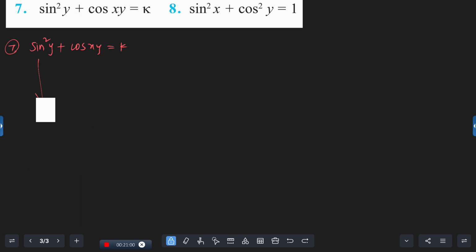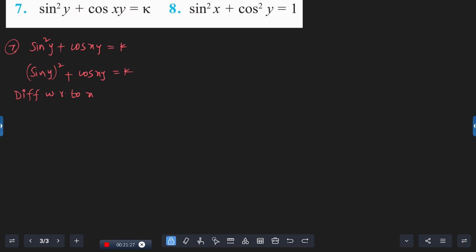What I am telling here is that there is sin²y. That means (sin y) whole square. That is what I am telling. So you can write (sin y) whole square, and this one cos of xy, equal to k. Shall we start to differentiate with respect to x? So differentiate with respect to x on both sides.